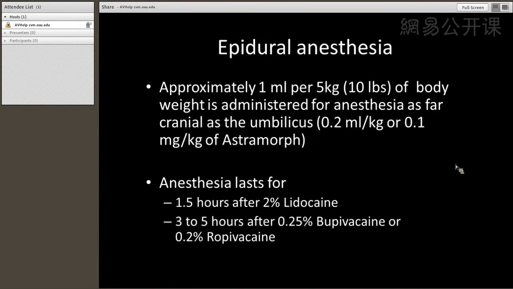So for epidural anesthesia, we typically do 1 mL per 5 kilograms of body weight, or 0.2 mL per kilogram total volume. We typically would use a combination of a local anesthetic and a preservative-free morphine. So we would do 0.1 milligrams per kilogram of morphine, or you can do a combination of those 2 drugs. If you use just lidocaine, your epidural will last for about an hour and a half. If you're going to do bupivacaine or ropivacaine, it could be 3 to 5 hours, sometimes even longer. If you're using epidural Astramorph, it will be about 8 hours of analgesia, but not anesthesia.